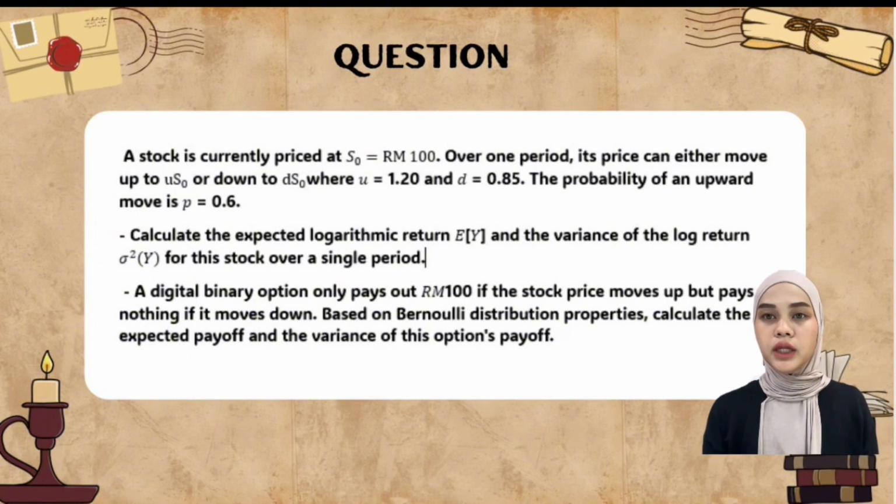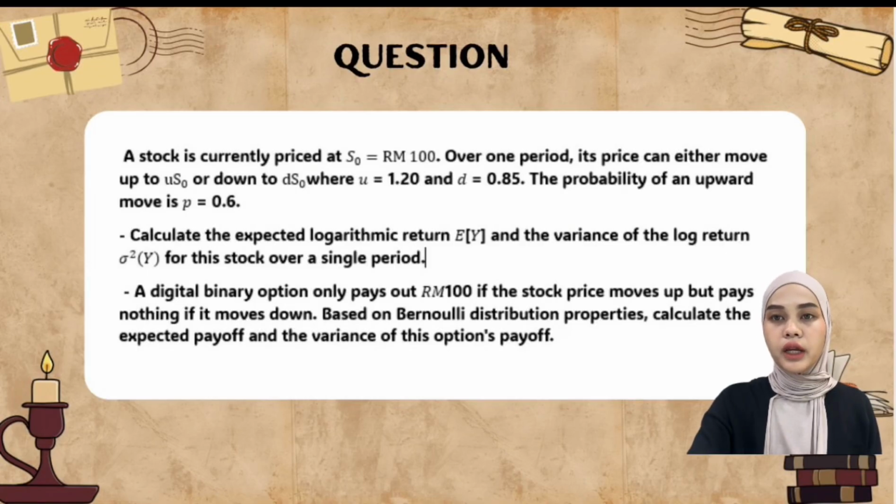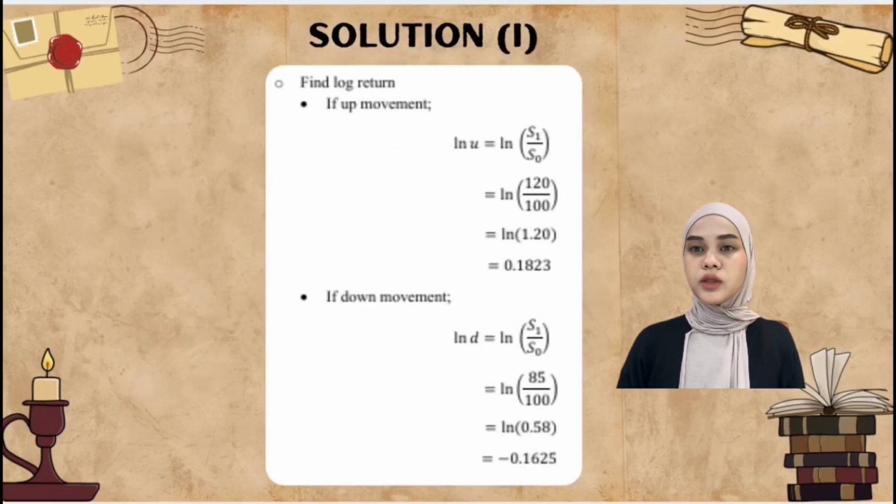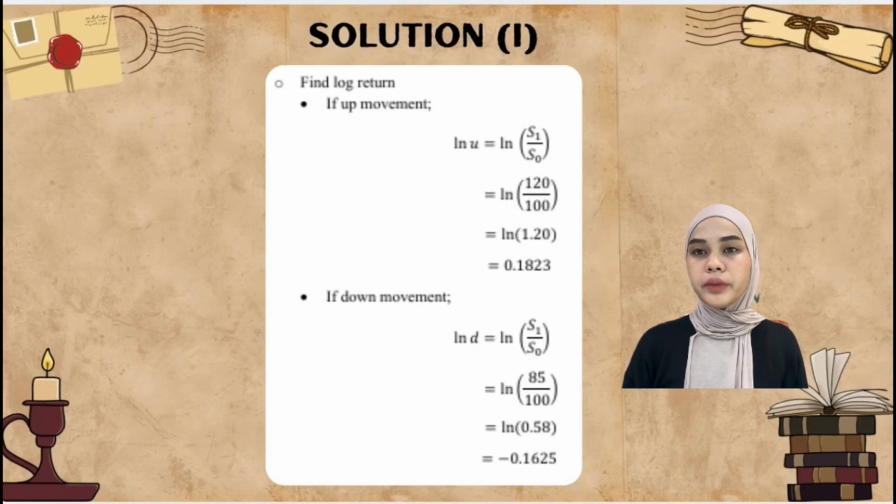Using this information, we need to calculate the expected log return, the variance of the log return, and the expected payoff and variance of a digital binary option. First, we calculate the logarithmic return. For the upward movement, the stock price changes from RM100 to RM120. Using the formula ln S1 per S0, we get ln 120 per 100, which is equal to 0.1823. For the downward movement, the stock price changes from RM100 to RM85. Using the same formula, ln 85 per 100, which is ln 0.85, the answer is negative 0.1625.